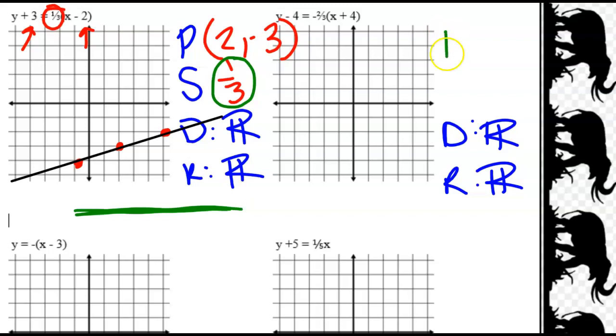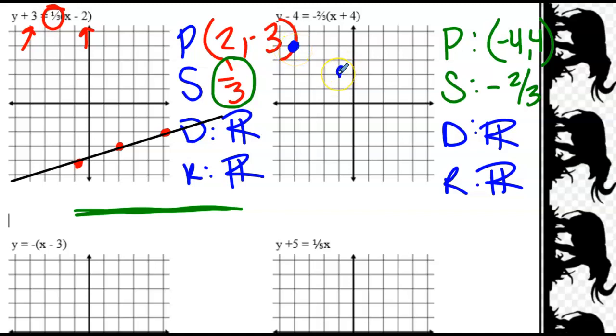Okay, again, my point and my slope. So in this case, my point is going to be the opposite of 4, so a -4, and the opposite of a -4, which is a +4. And my slope is going to be a -2/3. So let's go ahead and plot. It's going to be a -4, +4, way up here in the corner. And from here, I'm going to go down 2 over 3. Down 2 over 3. I like to put as many points as I can because I think it's a lot easier to draw my line.